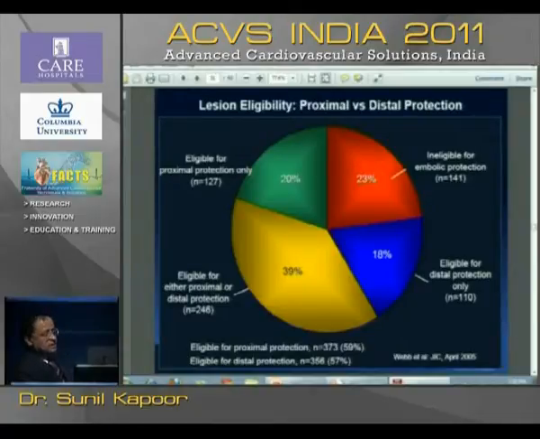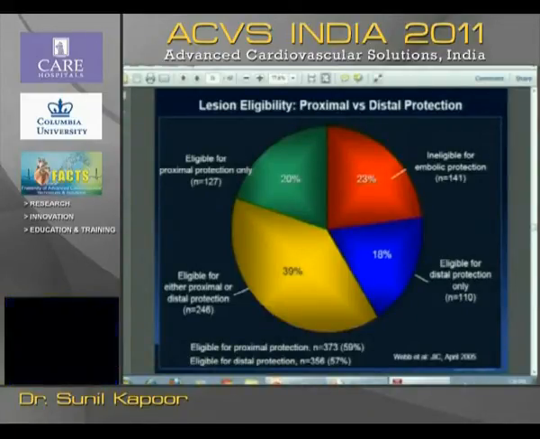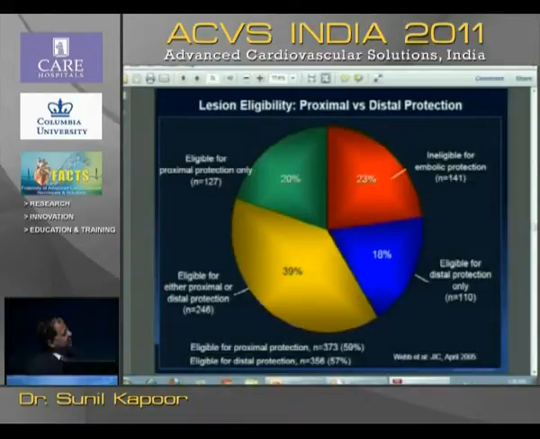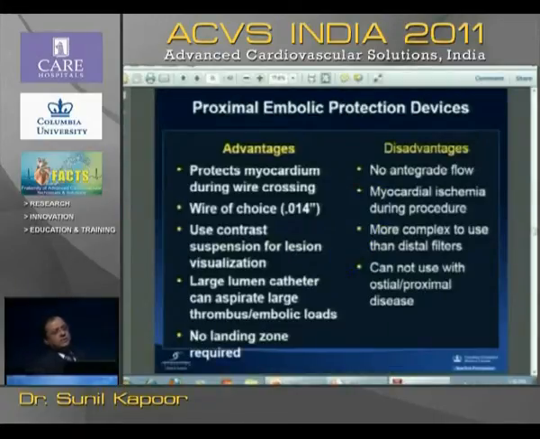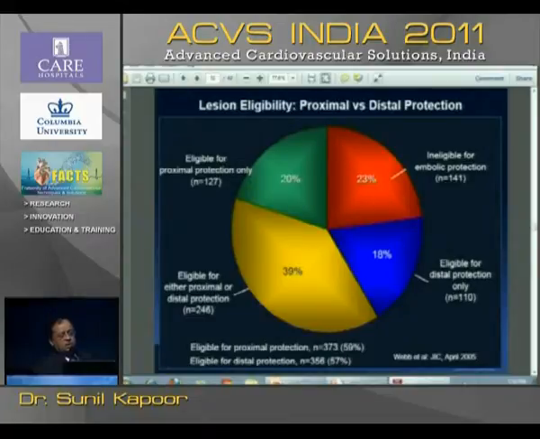What is the lesion eligibility? Some of the lesions are eligible for proximal protection only, when you don't have a good distal landing zone. Then some lesions are eligible for either proximal or distal protection, and some lesions are only for distal protection, and some of them are actually ineligible for embolic protection at all. That may be when there is excessive proximal tortuosity or there is a calcification.